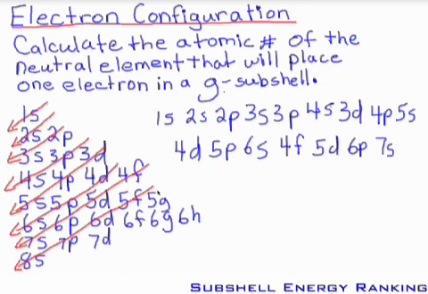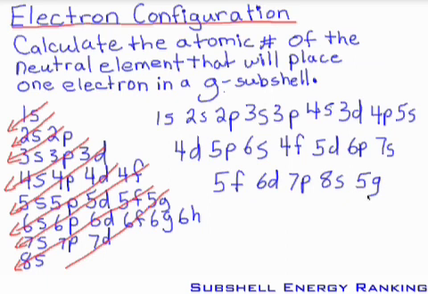After the 7s, we jump up to this last red diagonal, 5f, 6d, 7p, 8s. And if we put in the last diagonal, it's only afterwards that we hit the 5g. After all of this, we finally hit the 5g.